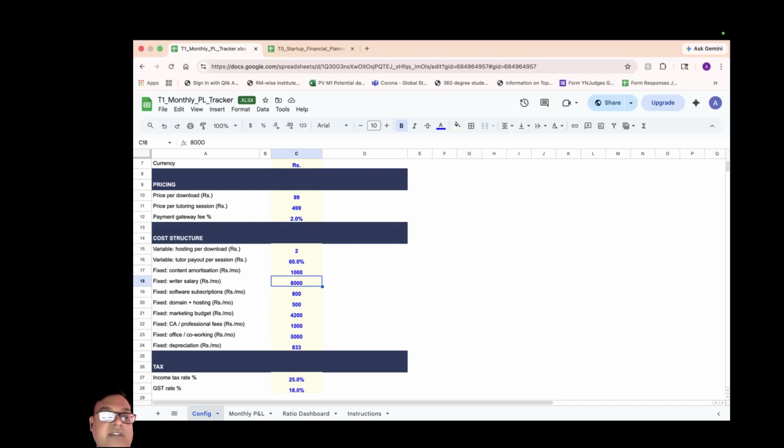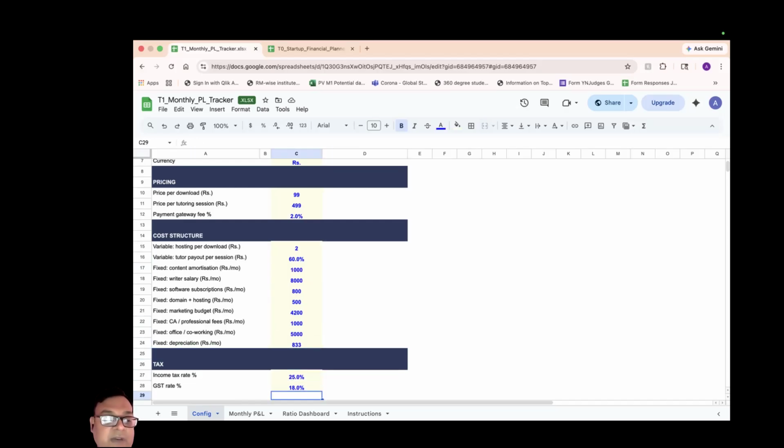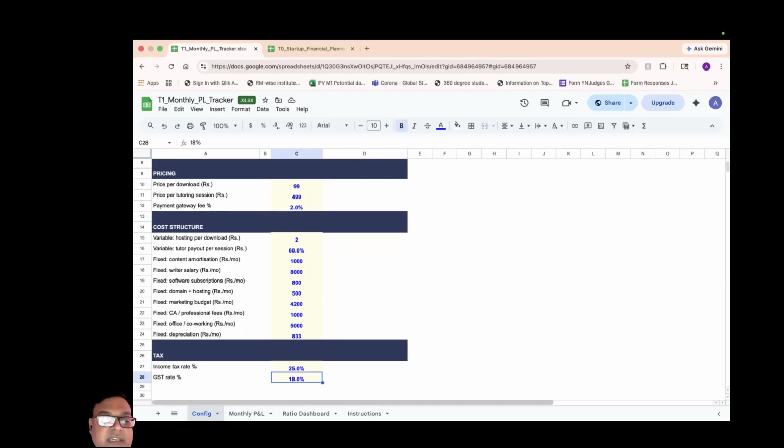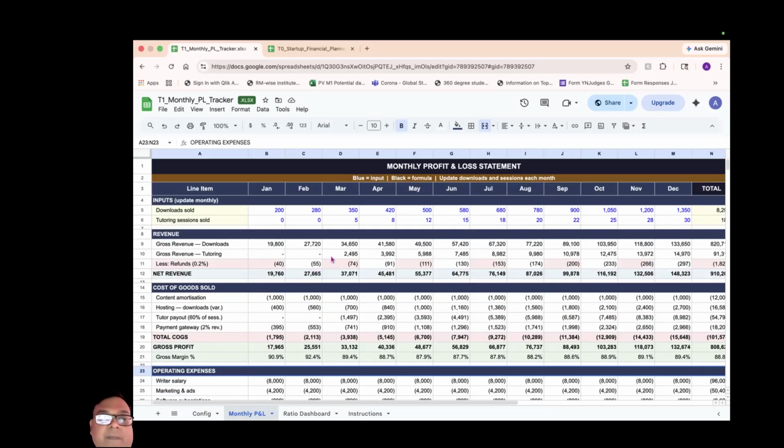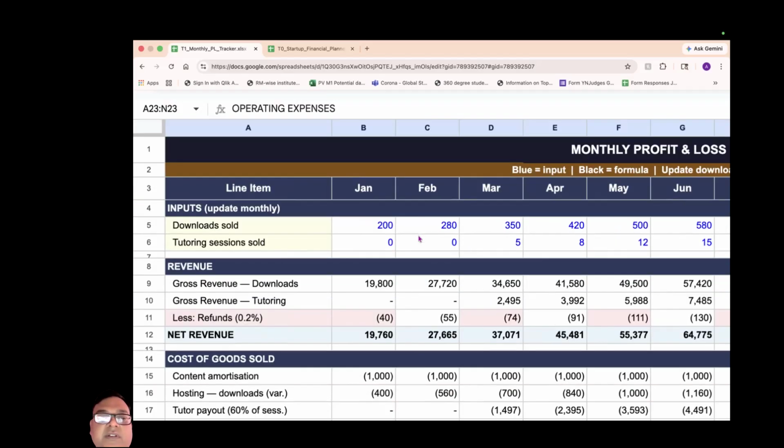Then there's a writer salary, 8,000 rupees every month. These are all fixed. Marketing budget 4,000, CA 1,000, office 5,000. There's a depreciation of 833 per month, and some taxes, which is your income tax. Let's assume 25%, and GST is 18%. Okay. Now, this is the P&L, the monthly P&L. Let me just zoom in.